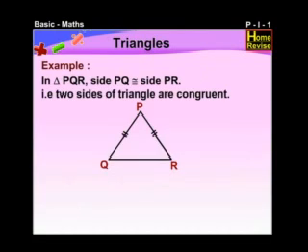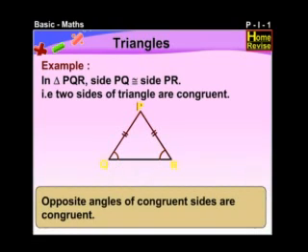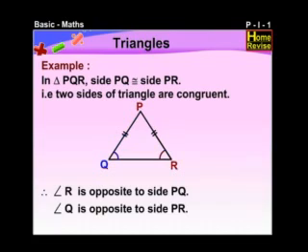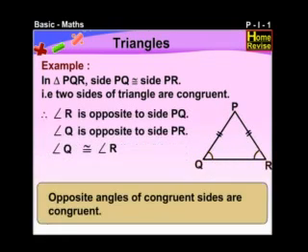Take one example. In triangle PQR, side PQ is congruent with side PR. That is, in triangle PQR, 2 sides of the triangle are congruent. According to the theorem, opposite angles of congruent sides are congruent. Therefore, angle R is opposite to side PQ, angle Q is opposite to side PR. That means angle Q is congruent with angle R. That means opposite angles of congruent sides are congruent.